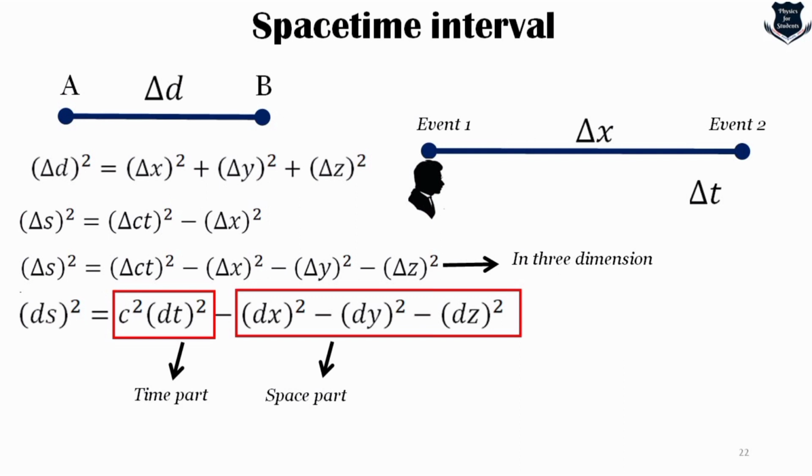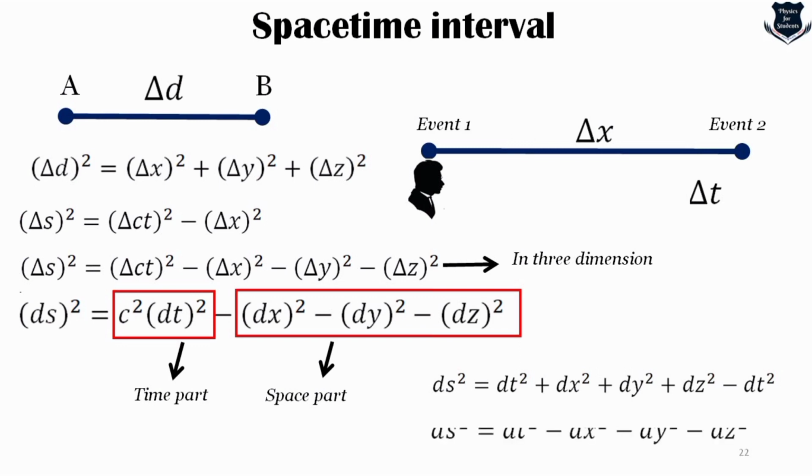Now here is a small point of note which I would like to tell. You might find across textbooks or other resources that ds squared, the space-time interval, is sometimes written like this and sometimes written like this. As far as the convention of the signs is concerned, both of them are correct. You don't need to worry about which one is right and which one is wrong. Both of them are correct.